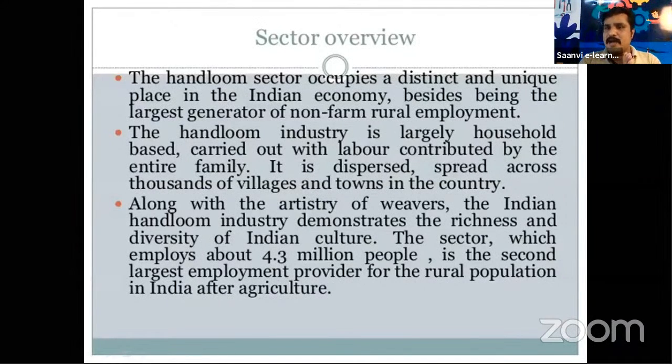Am I right? Harika, Chetan, did you understand? The first place goes to the agriculture sector. It means providing job opportunity. So second place goes to this type of handlooms and handicrafts.